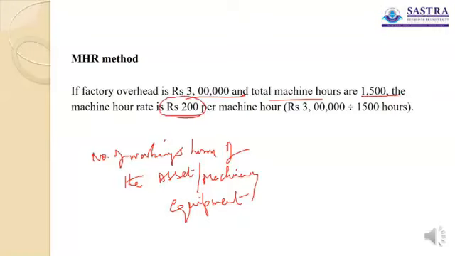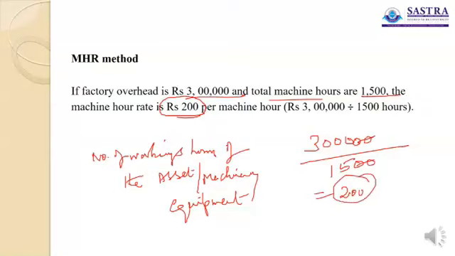3 lakhs rupees is the total factory overheads. Number of machine hours is 1500. So 3,00,000 divided by 1500 is 200. This is the machine hour rate, and the machine hour rate of depreciation too.